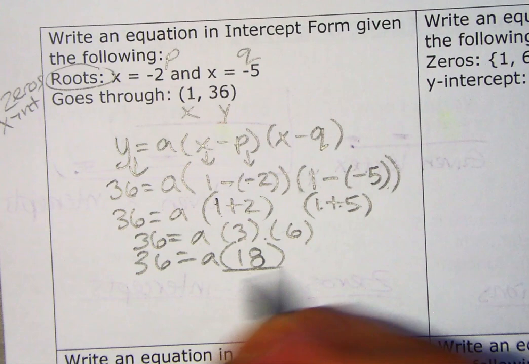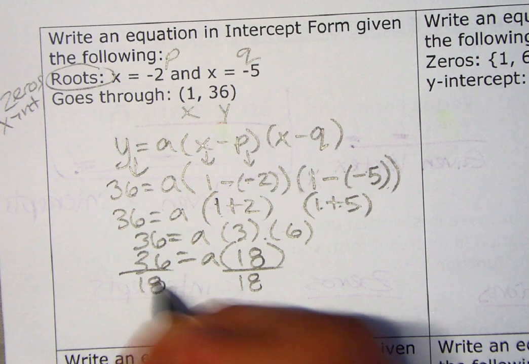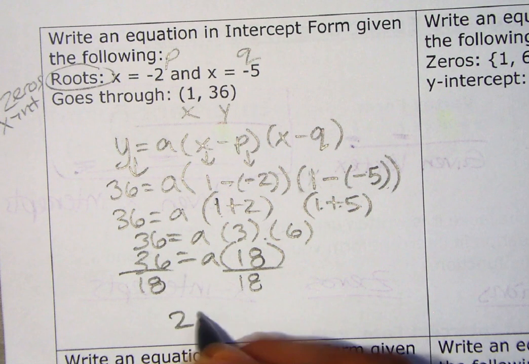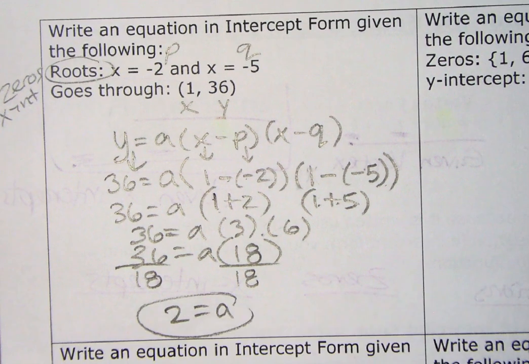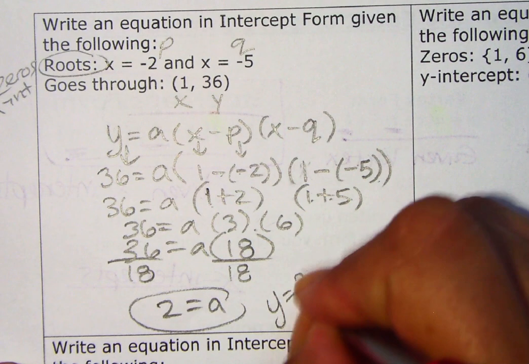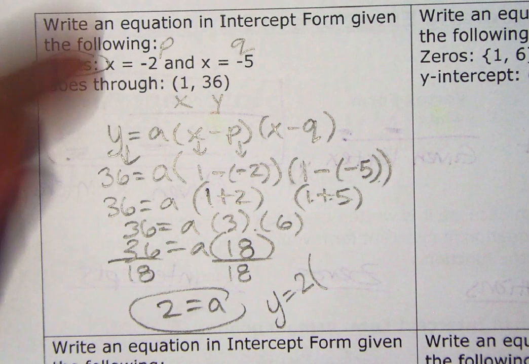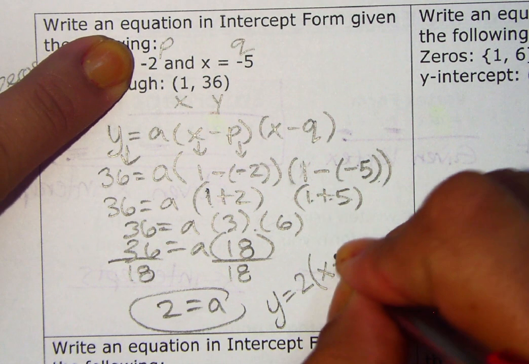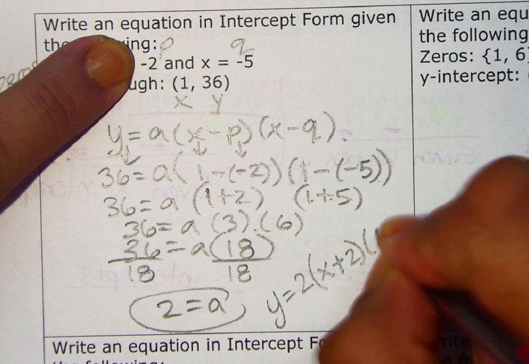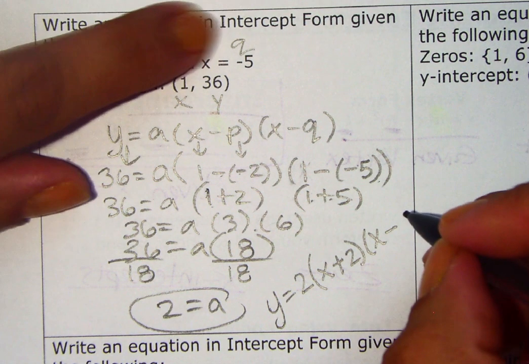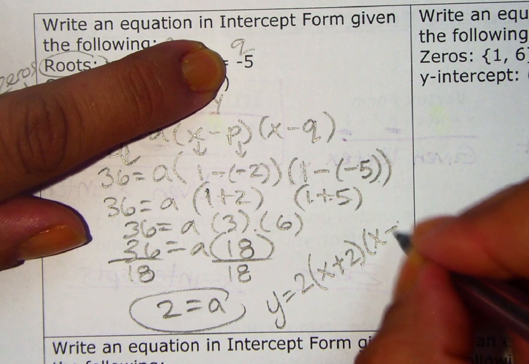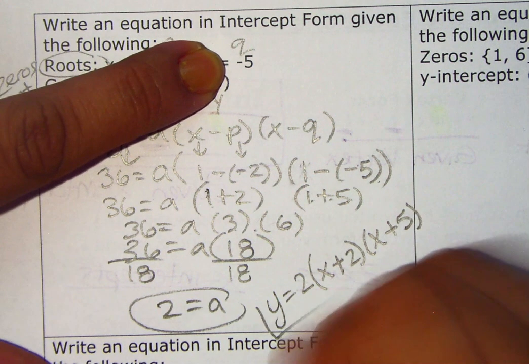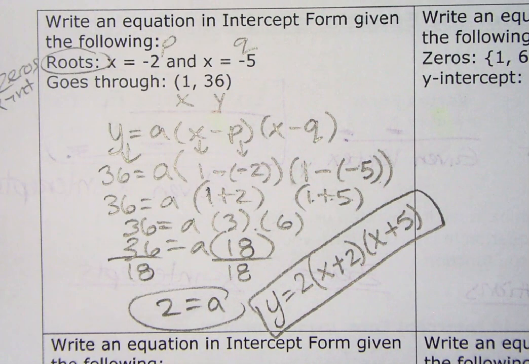And then you divide. So 36 divided by 18, that's 2. 2 equals A. So if A equals 2, your final answer for the equation will be y equals 2, parentheses, x minus your P, which is minus negative 2, so that's positive 2, and x minus your Q, which is negative 5, so minus negative 5, which is plus 5. Okay, so that's the intercept form for that one. All right, pause the video so you can try the next problem.